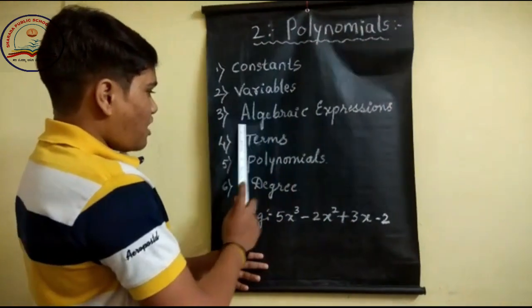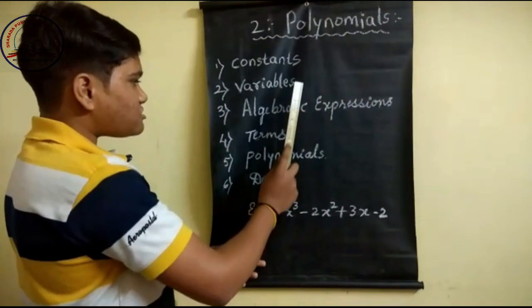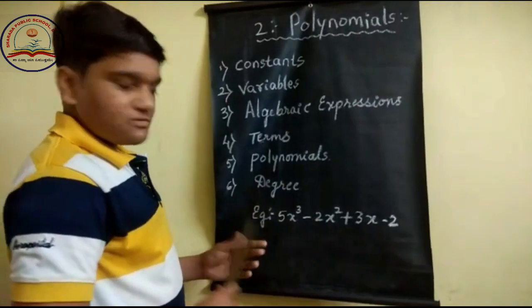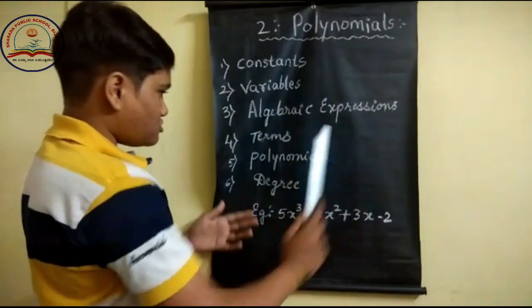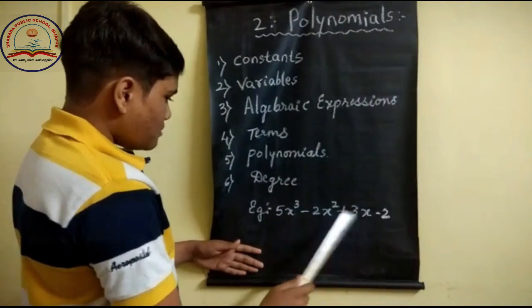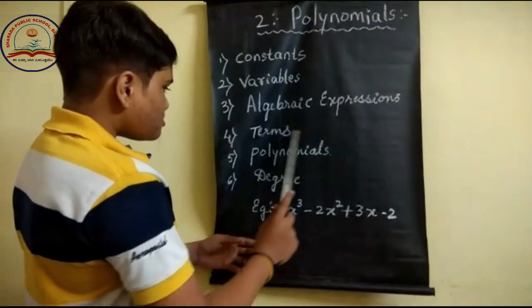Algebraic expressions are combinations of constants and variables with the mathematical operations plus and minus. For example, 5x cubed minus 2x squared plus 3x minus 2.